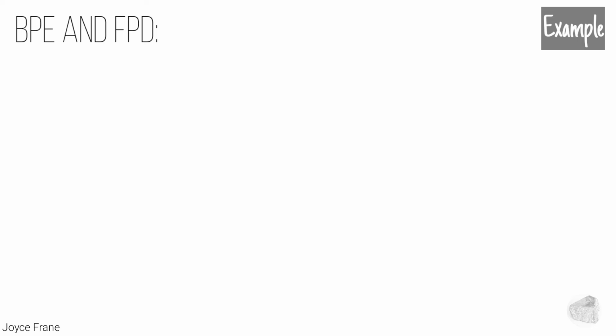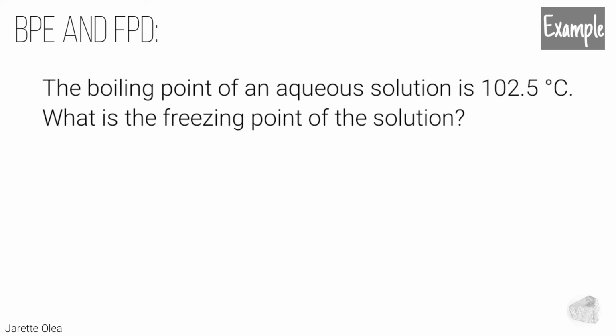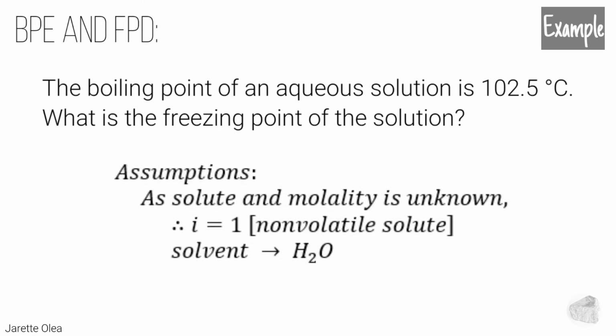Following that, let's have another take on this one. The boiling point of an aqueous solution is 102.5 degrees Celsius. What is the freezing point of the solution? Let us first have our assumptions. Since the solute is not specified and so is the molality, let us make the initial dissociation factor to be 1, as it should be non-volatile. We must also establish that the solvent is water, given that it is aqueous.